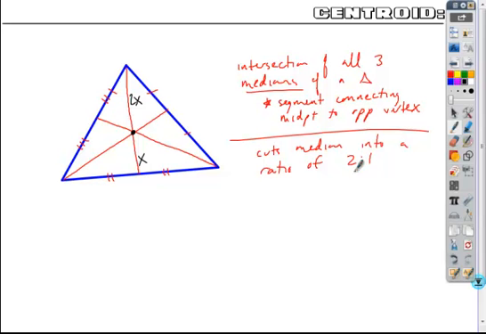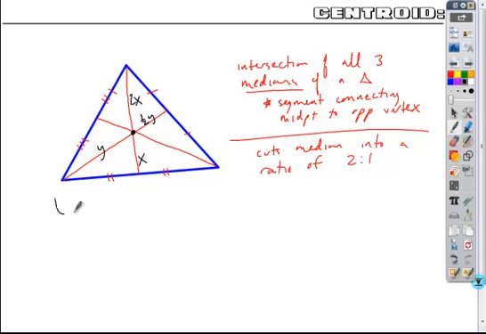But using what we know about ratios, what if we were given the length between the vertex and the centroid? If we were told that this is Y, then what would this smaller portion be if it's a 2 to 1 ratio? It's 1/2 of that, right? So this could be 1/2 Y.